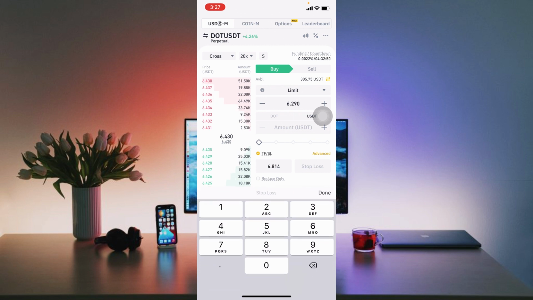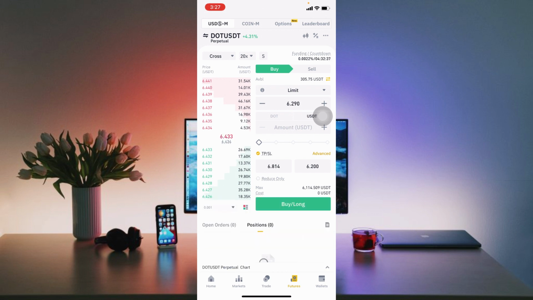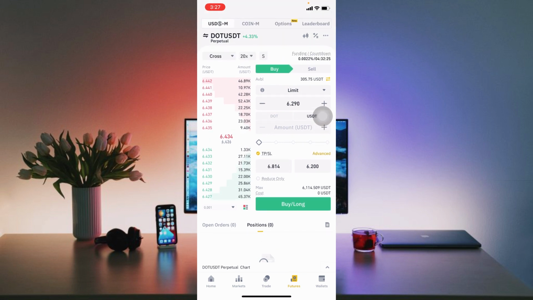Then our stop loss will be 6.200. So we are saying that if price falls to 6.290, we want to buy USDT. And if price hits 6.814, we want to close the trade and take our profit. But if price falls to 6.200, then that means the trade should close.